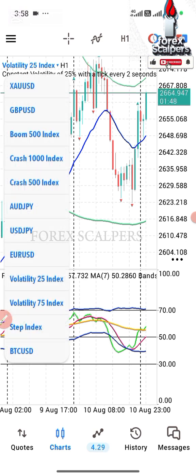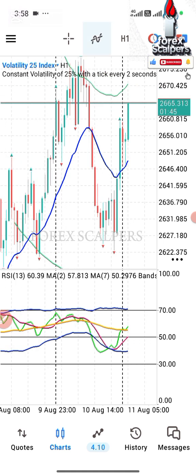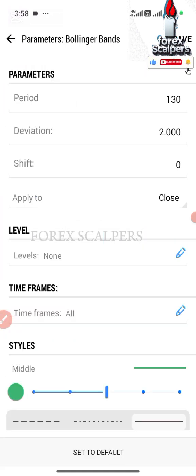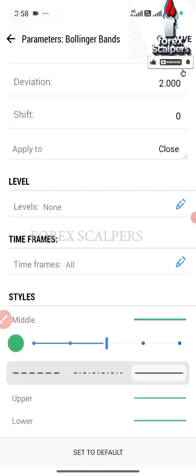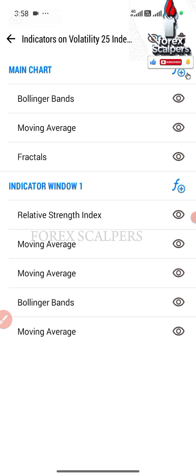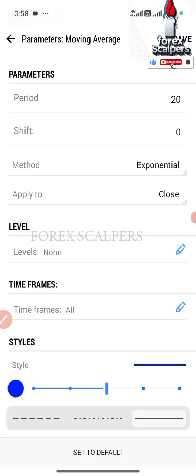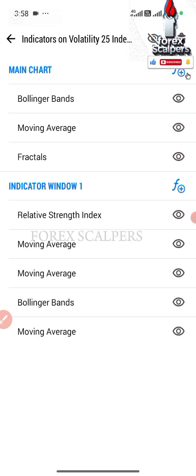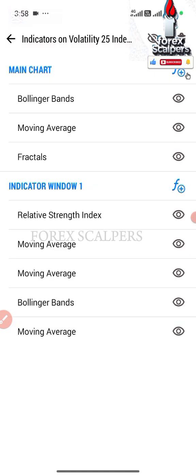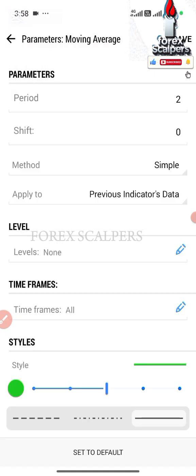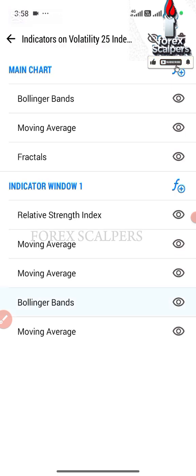apply this concept. Using our Bollinger Band period 130, deviation is 2.0, shift is 0, you apply to close, you can make the most of the market. And also our moving average period 20, shift is 0, the method is exponential. These two indicators have a lot, and then we have our indicator window, which is our TDI, and of course here are the settings of the TDI indicator.